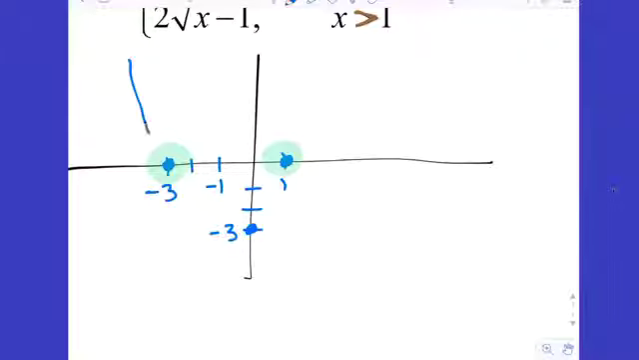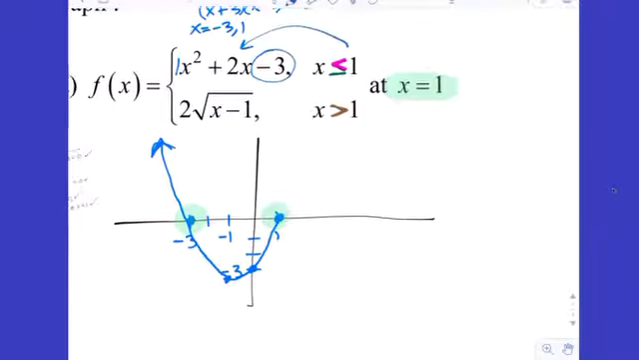So now I know that I'm going to come down, and I don't know how low I'm going to go, but at -1 I hit a low point, and then it's going to come back up and look like that and stop right there. And that's the left side of the graph.